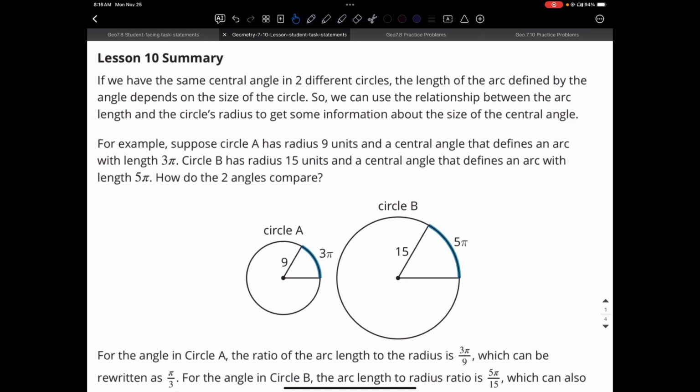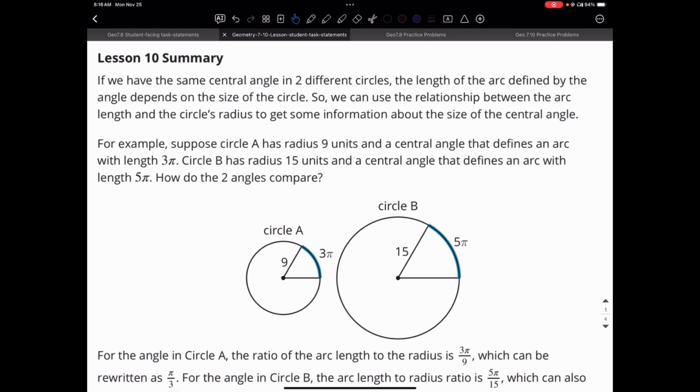For lesson 10, I'm going to go over it a little bit differently than I did in the previous lesson 9. I'm going to pretty much go back to what I did in the previous video, which is I'm going to go over the lesson summary first.